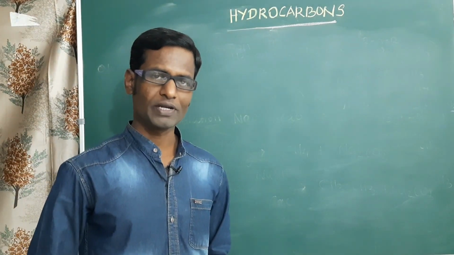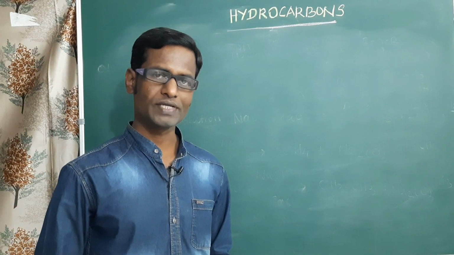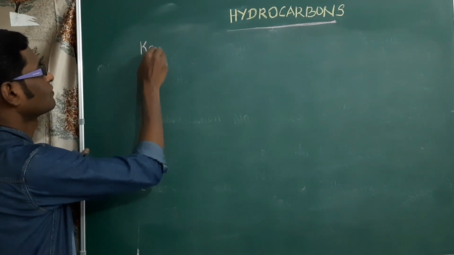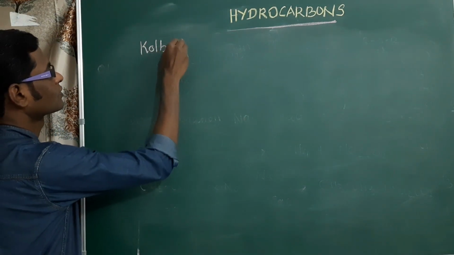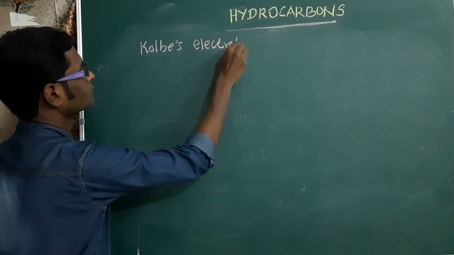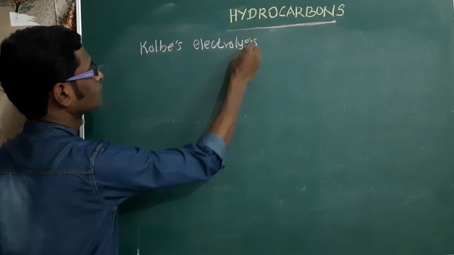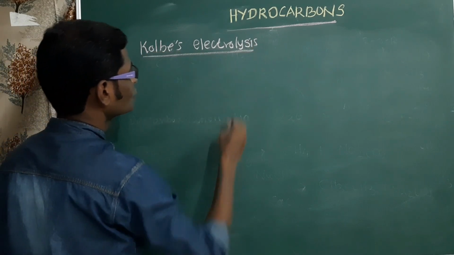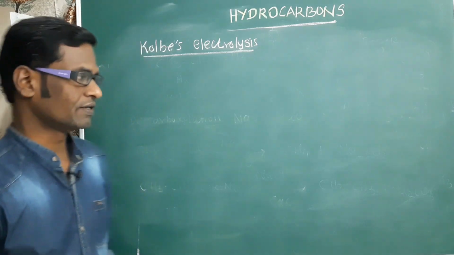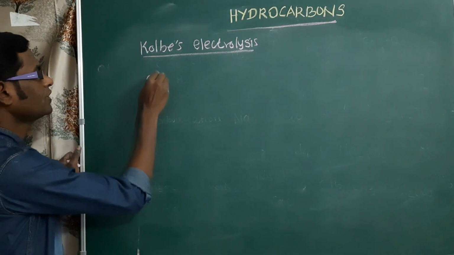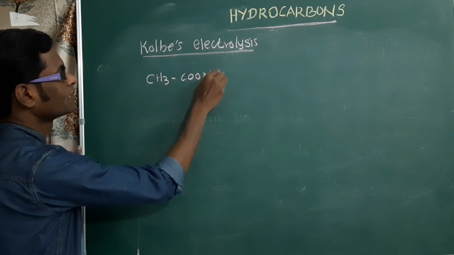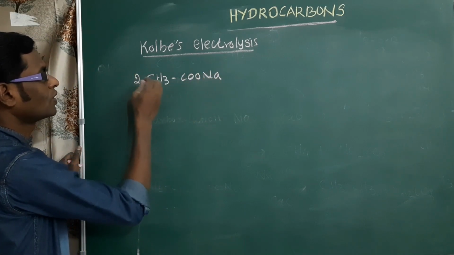Next method of preparation of alkane is Kolbe's electrolysis reaction. Preparation of alkane from Kolbe's electrolysis. Here sodium or potassium salt of acid acts as an electrolyte. Example, sodium acetate, CH3COONa. It acts as an electrolyte.